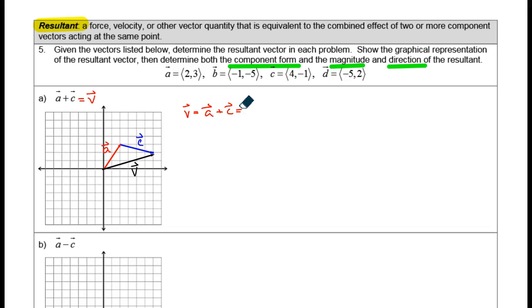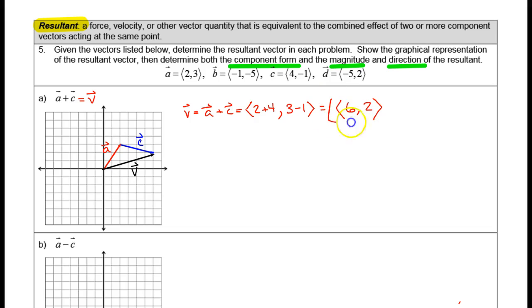And to find that component form, well, we could count it up graphically here. That's easy enough to do. But sometimes that's not convenient, so I'm just going to show you how you would do that. You just add the components, horizontal and vertical, for a and c. So vector a has a horizontal component of 2. Vector c has a horizontal component of 4. Now for the vertical component, vector a has a vertical component of 3. Vector c has a vertical component of -1. So the result is we have a component form of vector v that is 6, 2.